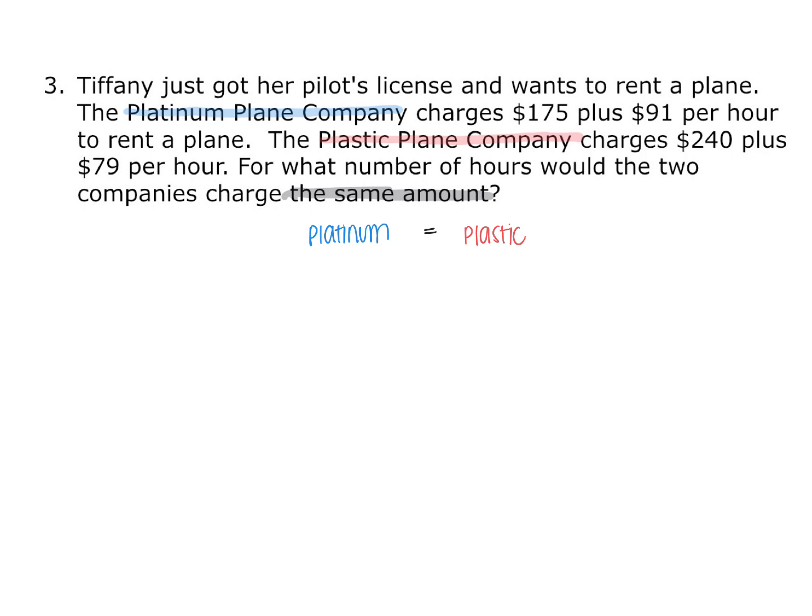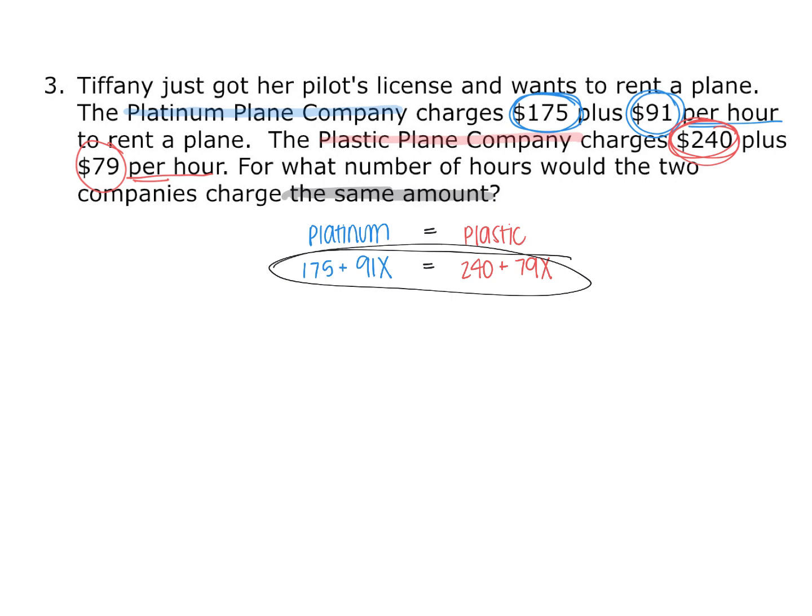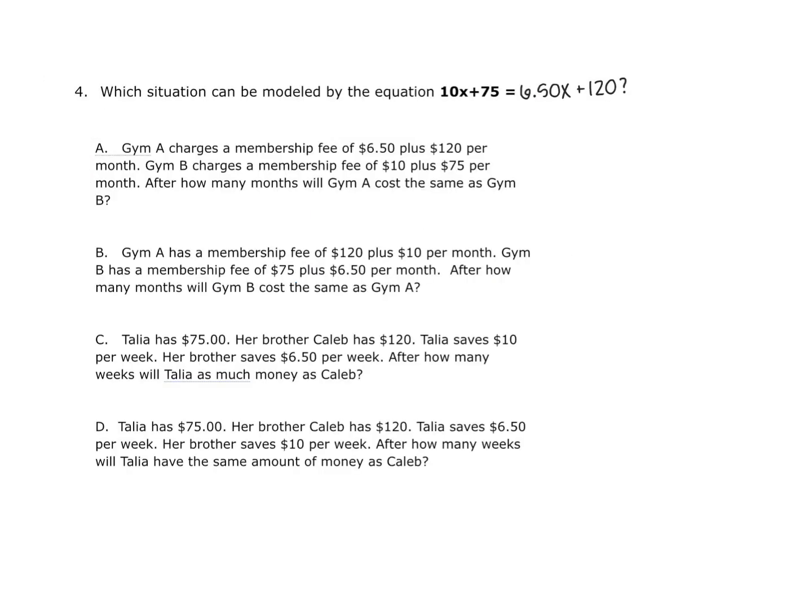For the platinum plane company, they charge $175, and that's a flat fee. That's a one-time amount. So 175 plus 91 per hour, so 91 times x. For the plastic plane company, they charge a one-time fee of $240 plus 79 per hour. We want these two halves to be equal, and then that is our equation for this situation.